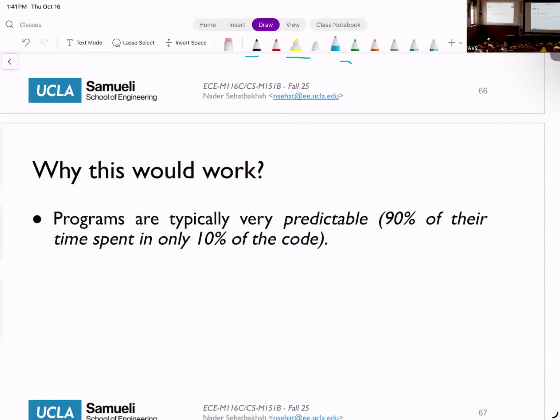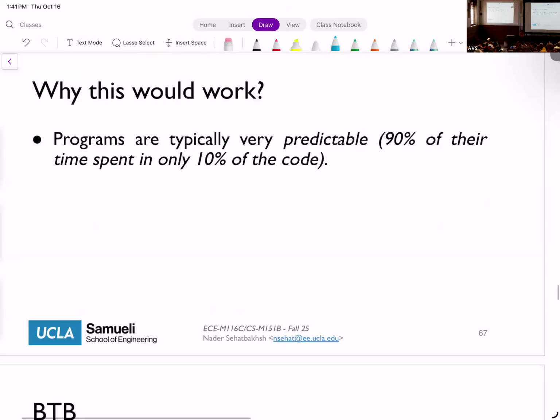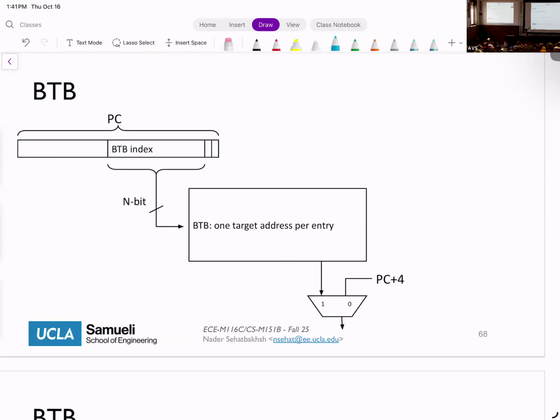Actually, the stat was 90%, not 95%. So 90% of your time is in some form of a loop, okay? So this is the way that we're going to address the BTB then, okay?